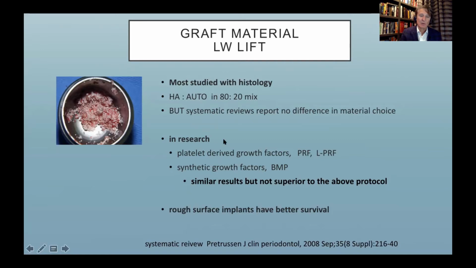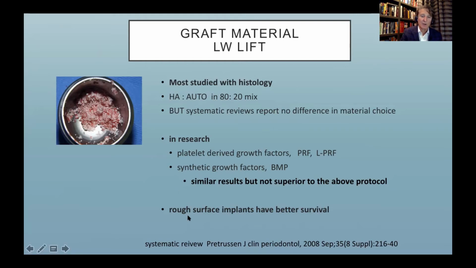There's also in research platelet-derived growth factors, where we take blood, we spin that down, and we concentrate some of the growth factors that are built within the platelets. Certainly that's very promising, as well as synthetic factors like bone morphogenic protein. So these are all things that are kind of in research, experimental, but the reality is none of these have added at this point a proven superiority. So at this time, it's HA in an 80-20 mix with autogenous, and give it 4 to 6 months or a bit longer, and you'll have bone that you need.